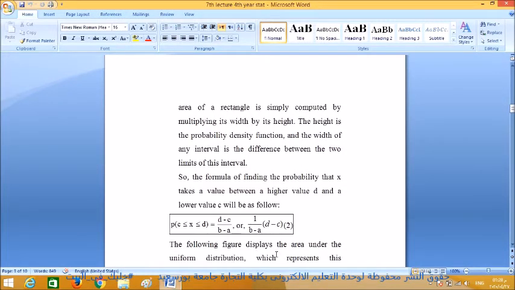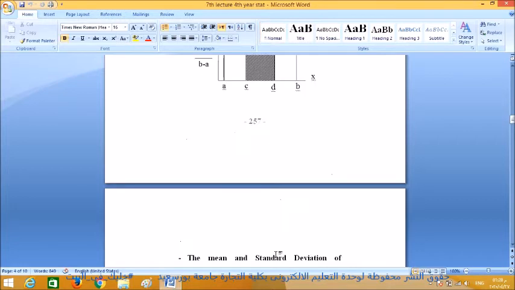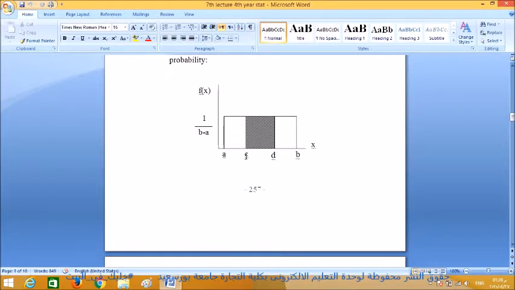The following figure displays the area under the uniform distribution which represents this probability. Look at this. This is the height, as we explained before. This is the base of the rectangle of the distribution, and this is the interval where X is between C and D. Okay, this area represents this probability.